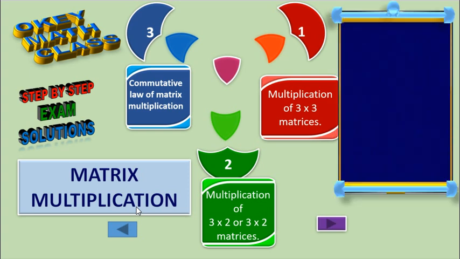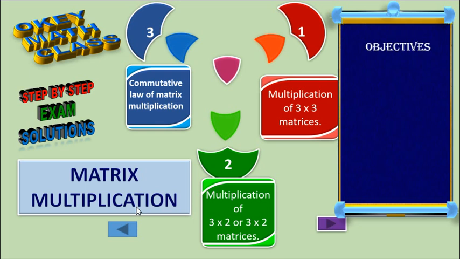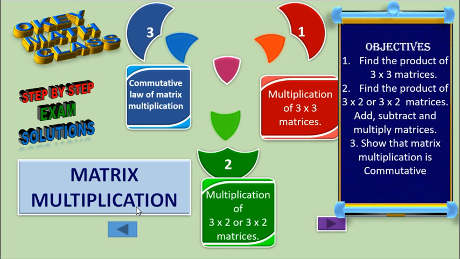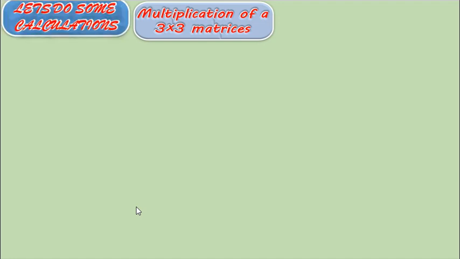The objectives of our discussion are: number 1, we should be able to find the product of 3 by 3 matrices, and then we should also be able to find the product of 3 by 2 or 2 by 3 matrices. Then we should be able to carry out other matrix operations, which we have already done in video 1. This video 2 will focus on only 3 by 3 and 3 by 2 matrix multiplications. So we go to the presentation proper.